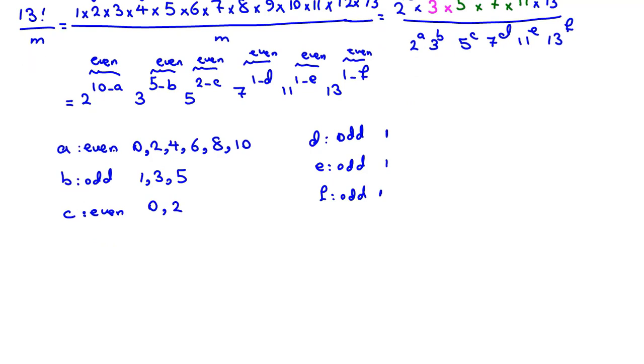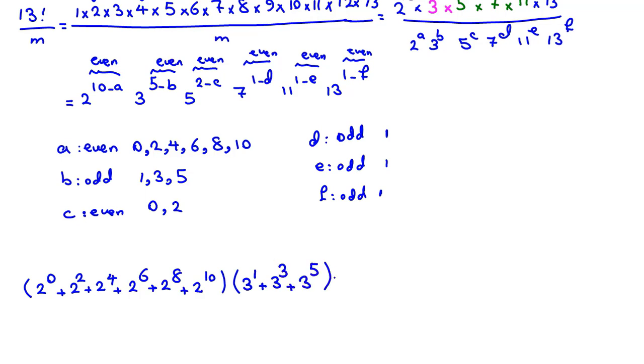Because we want to calculate the sum, you say A can be 2 to the 0 or 2 squared plus 2 to the 4 plus 2 to the 6 plus 2 to the 8 plus 2 to the 10. And for B, power of 3, it can be only 3 to the 1, 3 to the 3, 3 to the 5, times C is power of 5, 5 to the 0 plus 5 squared. For D it is 7 to the 1, 11 to the 1, 13 to the 1. So the sum of them is this.